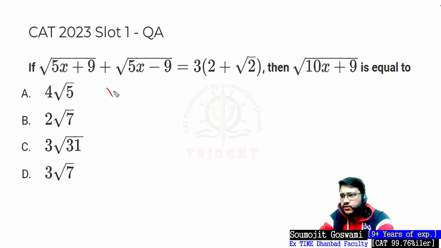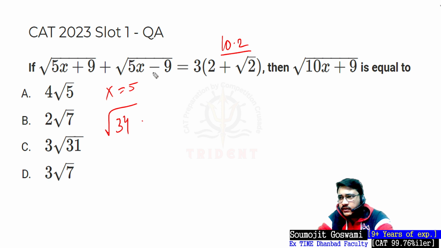Let's check for X equals to 5. X equals to 5 is interesting. This gives me a 25 plus 9, that is a 34. Remember, this is 10.2. And 25 minus 9, 25 minus 9 is how much? Again, 25 minus 5 is 20, minus 4 is 16. Comes out as 4, and this is 36 se thoda kam.